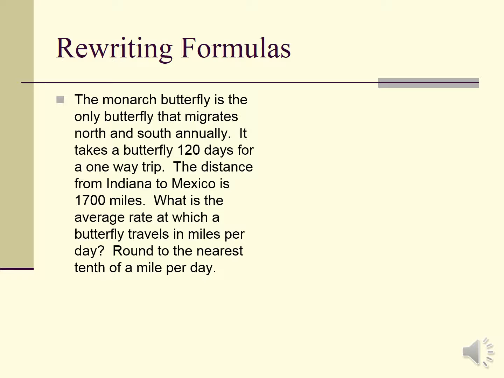Let's do an example of rewriting formulas. The monarch butterfly is the only butterfly that migrates north and south annually. It takes a butterfly 120 days for a one-way trip. The distance from Indiana to Mexico is 1,700 miles. What is the average rate at which a butterfly travels in miles per day? Round to the nearest tenth of a mile per day. Pause the video at this point to give yourself a chance to do the example.